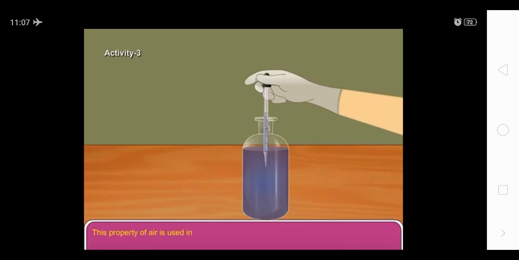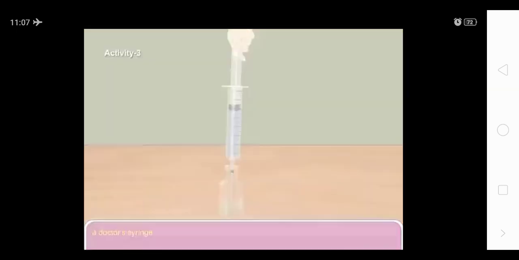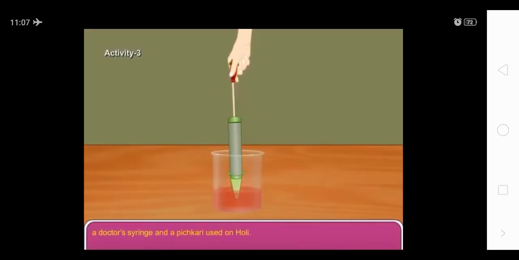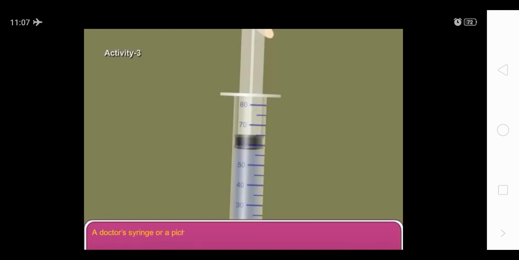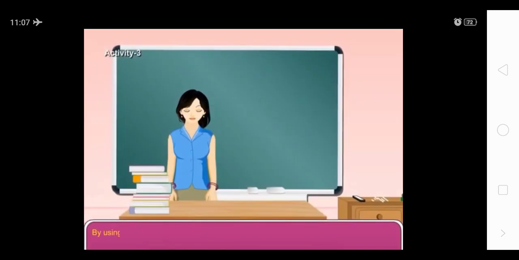This property of air is used in the working of an eyedropper, in filling ink in a fountain pen, a doctor's syringe, and a pitchkari used on Holi. A doctor's syringe or a pitchkari has a piston. When this piston is moved forward, the air inside the syringe goes out. Then the nozzle or the tip is dipped in the medicine and the piston is pulled back. The liquid enters the syringe. By using this principle, one can empty a bucket full of water without lifting it.